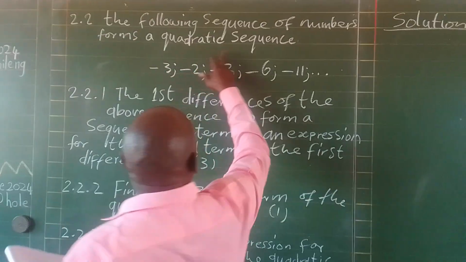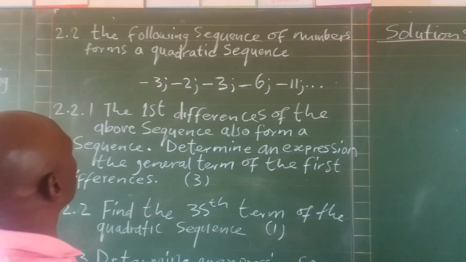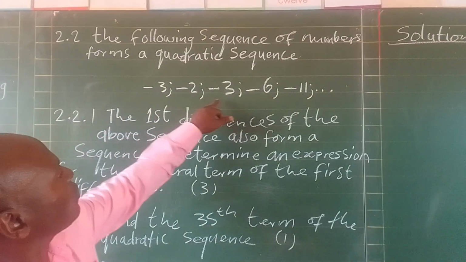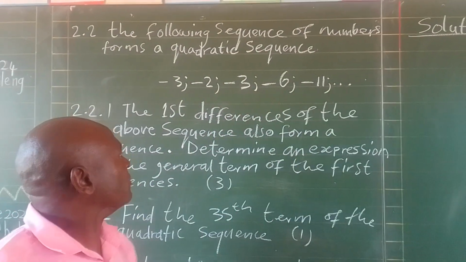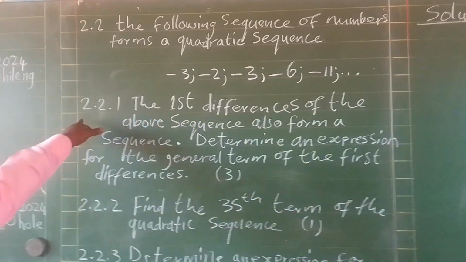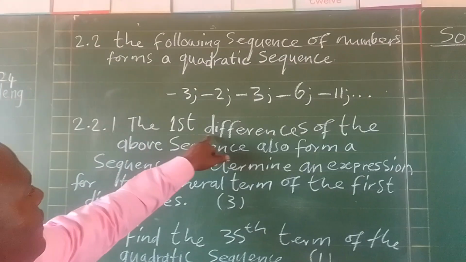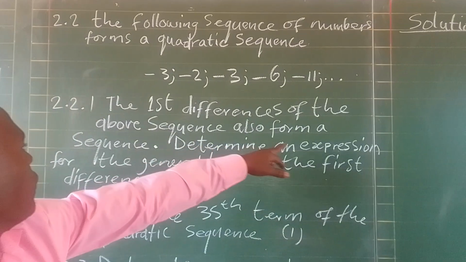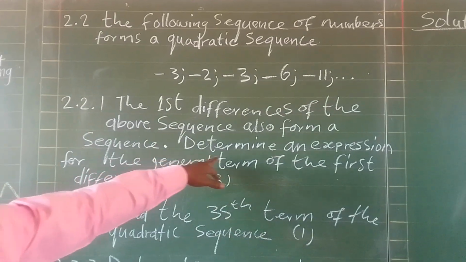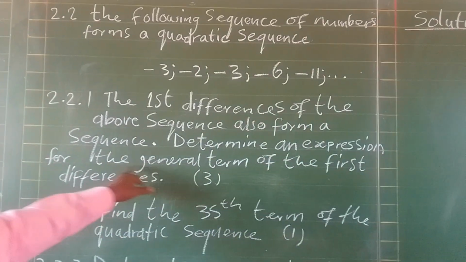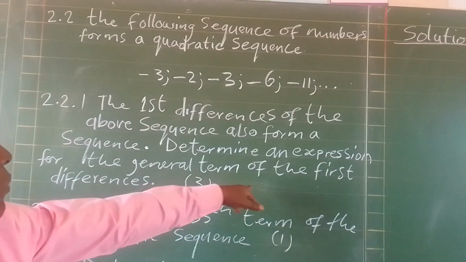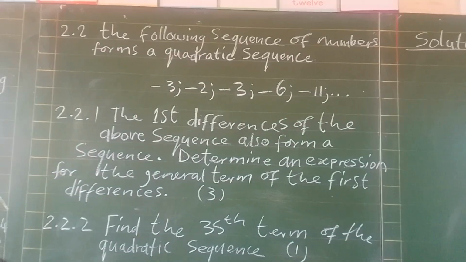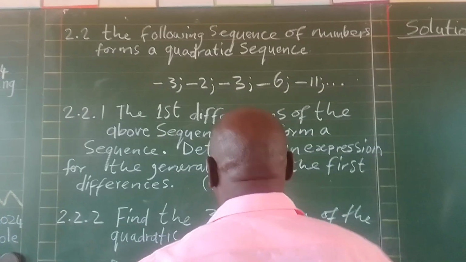2.2, the following sequence of numbers forms a quadratic sequence: -3, -2, -3, -6, and -11. 2.2.1, the first differences of the above sequence also form a sequence. Determine an expression for the general term of the first difference. This is for 3 marks. To answer that, this is how you do it.